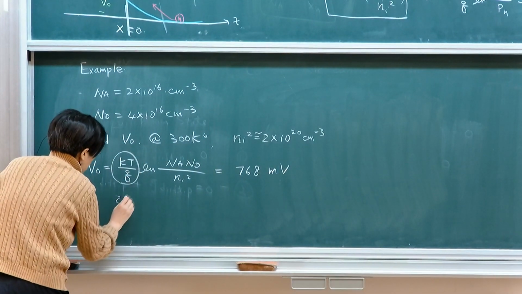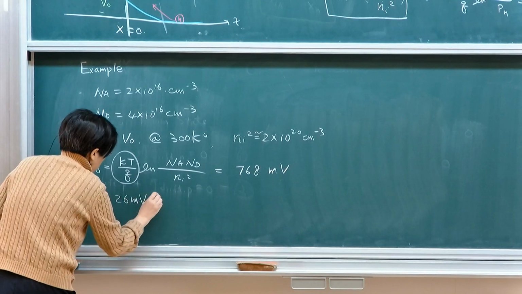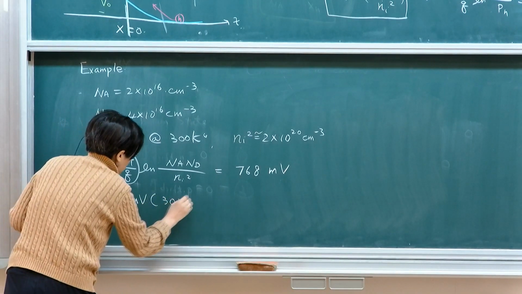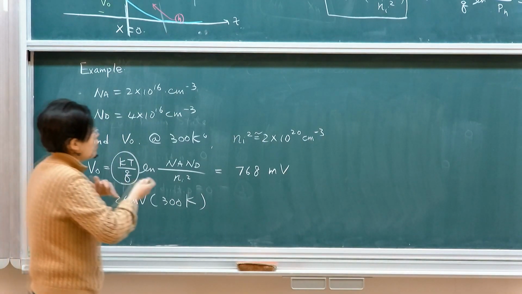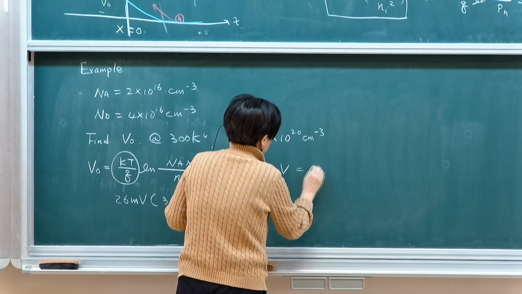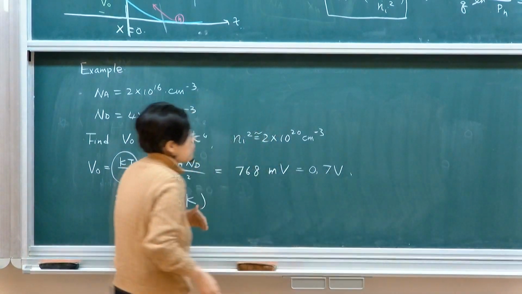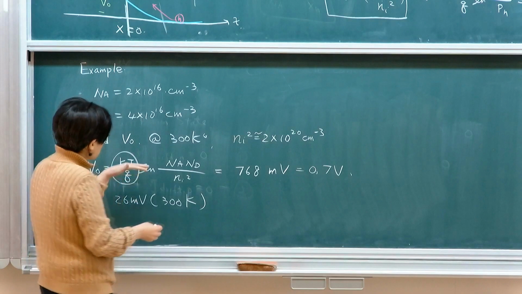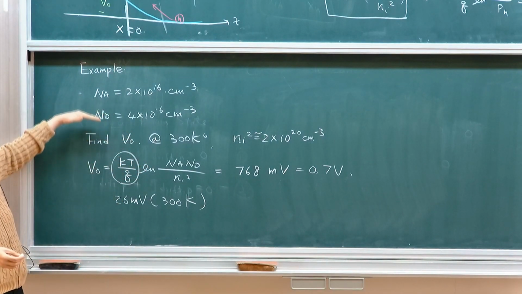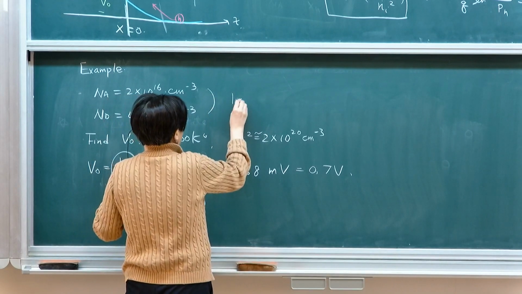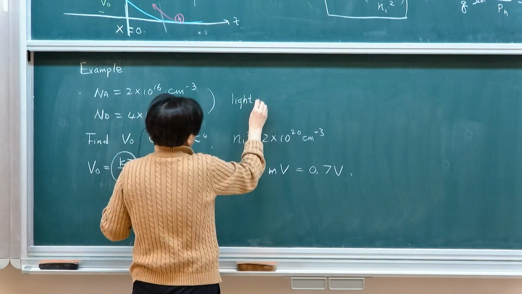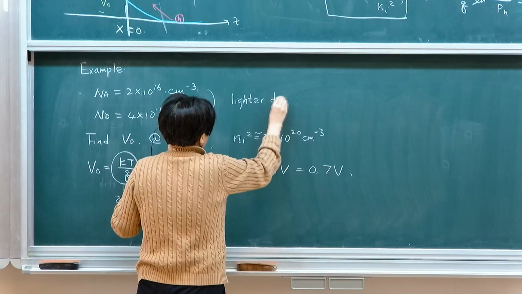This is, as I said, 26 millivolts at 300 K. So if you dump in the numbers, you get a level of about 0.7 volt, the typical built-in potential. I would say that this is referred to as a more lightly doped PN junction. This is on the lightly doped side, lighter doping, I should say.